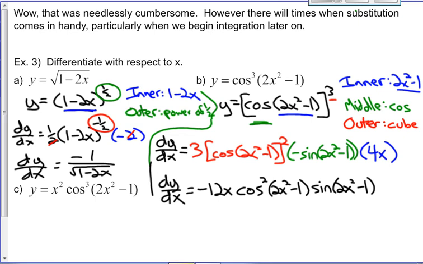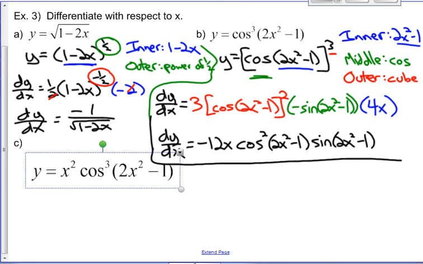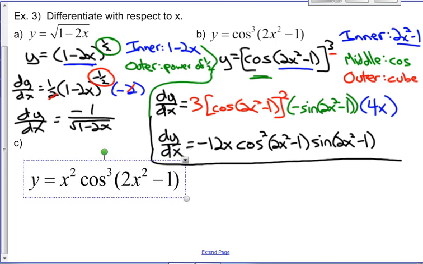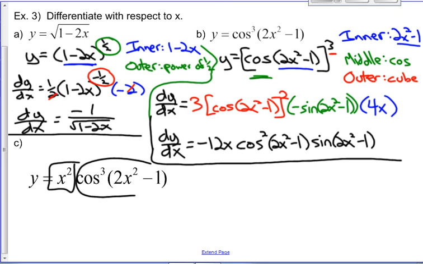Let's look at one more in terms of basic chain rule stuff. So over here we have y equals x squared by the cos squared of 2x squared minus 1. What you want to watch out for here is the fact that you have functions of x multiplied together. That one and this whole thing. That's a product rule.